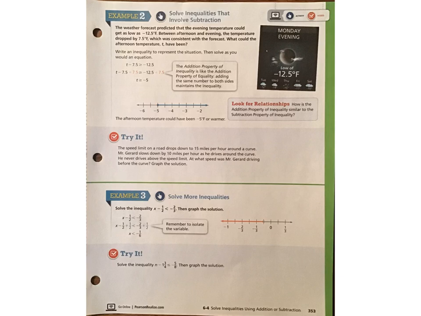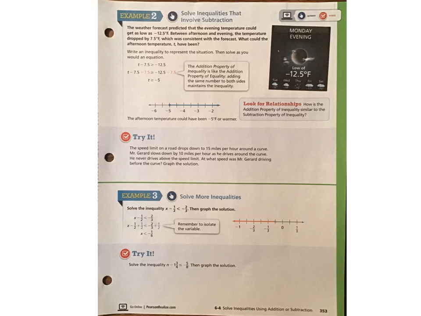So when we see the words, it could get as low as -12 5/10 degrees, that means that's the lowest it's going to go. It could be a number greater than that. So when we set up the inequality, T represents the temperature, and subtracting the 7 5/10 tells us by how much it dropped, and that number is going to be greater than or equal to the -12 5/10.